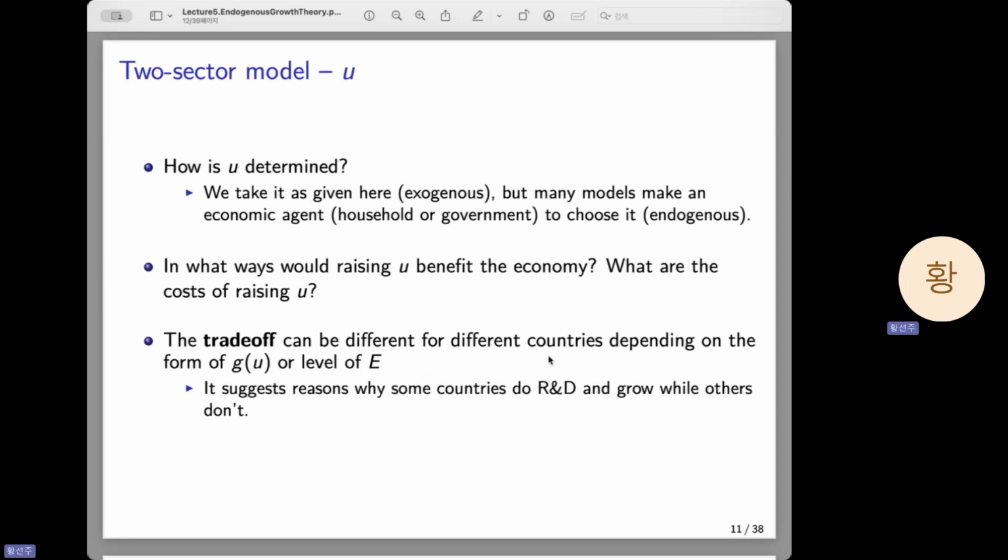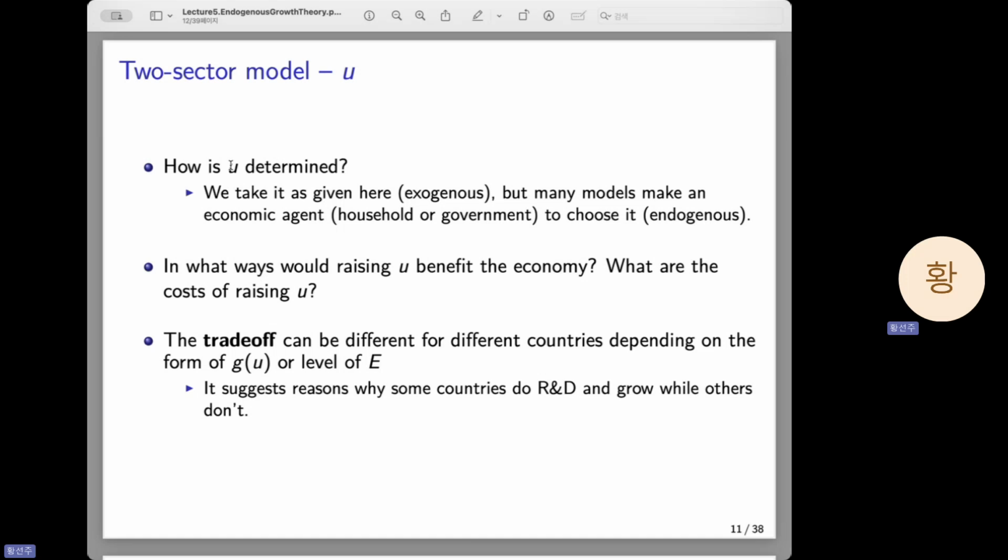In this simple version of the two-sector model, U is treated as an exogenous variable. But in more advanced models, the household or government chooses U optimally by solving the household's optimization problem or the government's optimal problem.